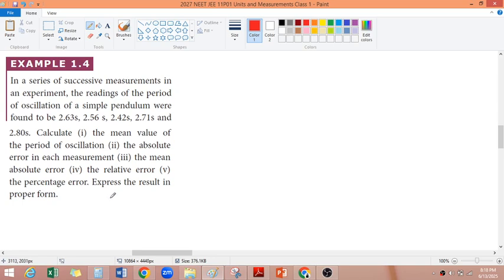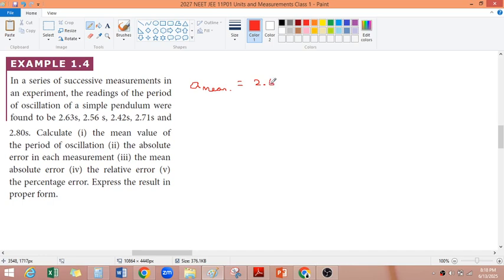In a series of successive measurements in an experiment, the readings of the period of oscillation of a simple pendulum were found to be all these values. So that means 1, 2, 3, 4, 5. So 5 values are there. Calculate the mean value of the period of oscillation. So mean value means a mean. So let's call this a mean.